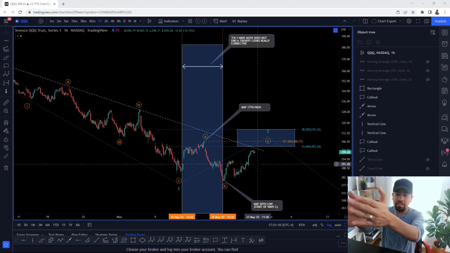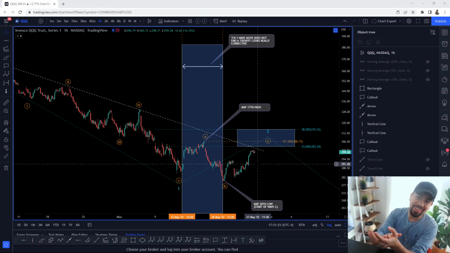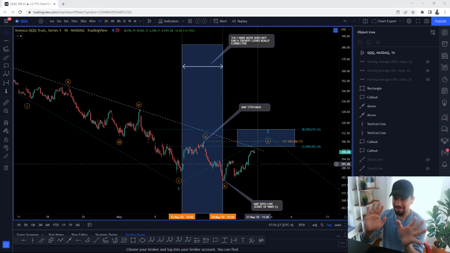I don't think that the highlighted blue area here was our ending trend. This three wave move is not ending, this three wave move does not end a trend. It looks like it's going to be correct. My bad. It's a long day, guys, and it's Thursday. And I'm going on vacation next week, so I won't be here to give you guys updates. First year anniversary, by the way.